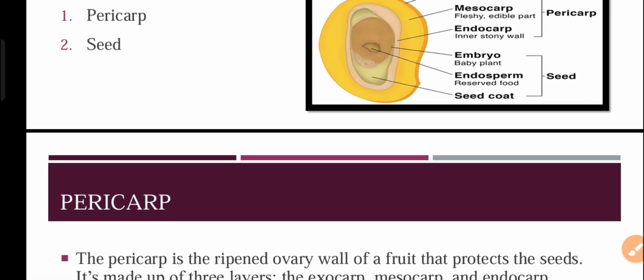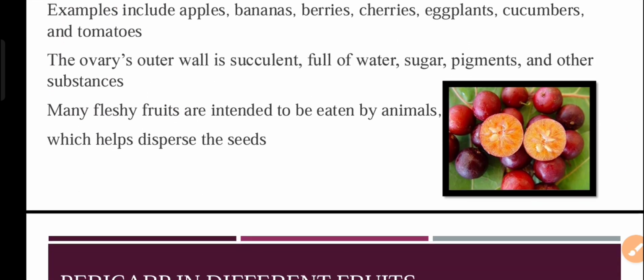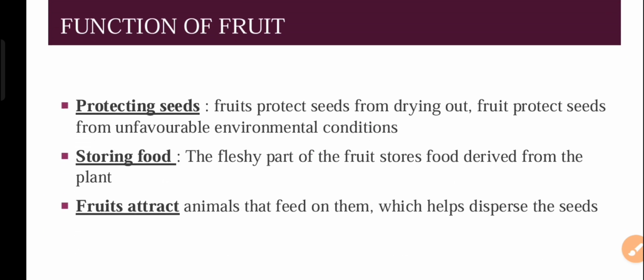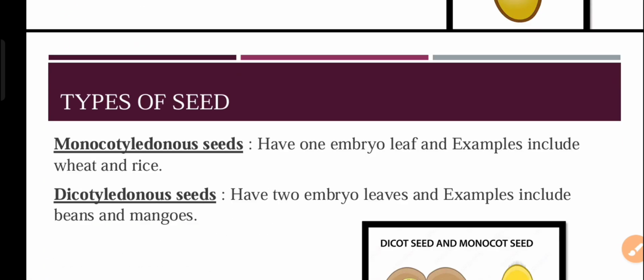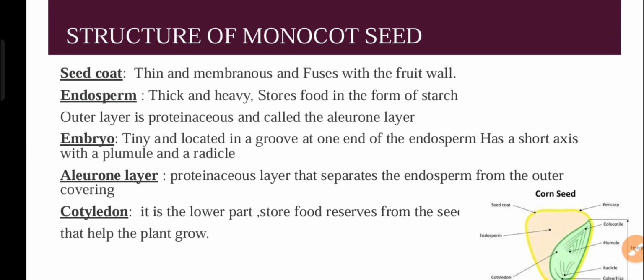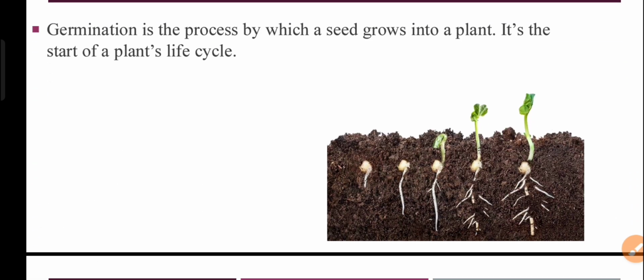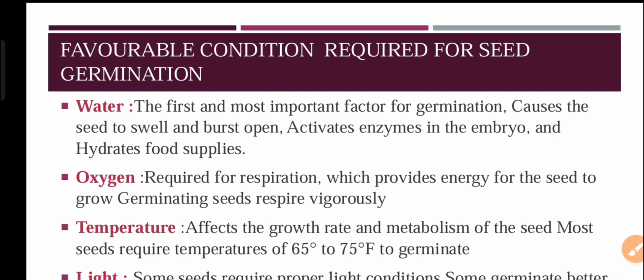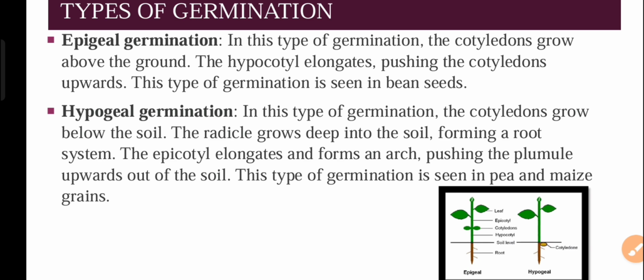And then fruits: we can differentiate fleshy fruits and dry fruits, and the function of the fruit. In seeds we can see the parts of the seeds, the types of seeds, that is monocots and dicots, and the detailed structure of monocot and dicot seeds with examples. And also germination, the favorable conditions required for seed germination, and the last, the types of germination.